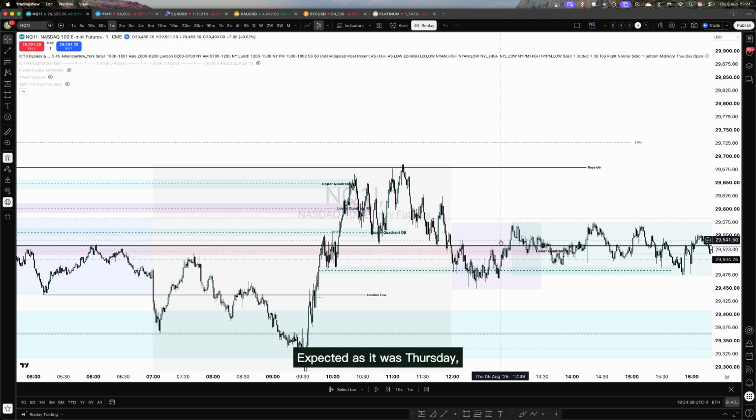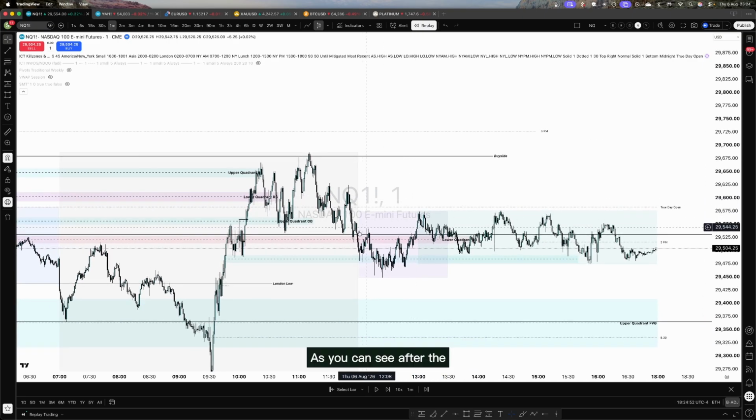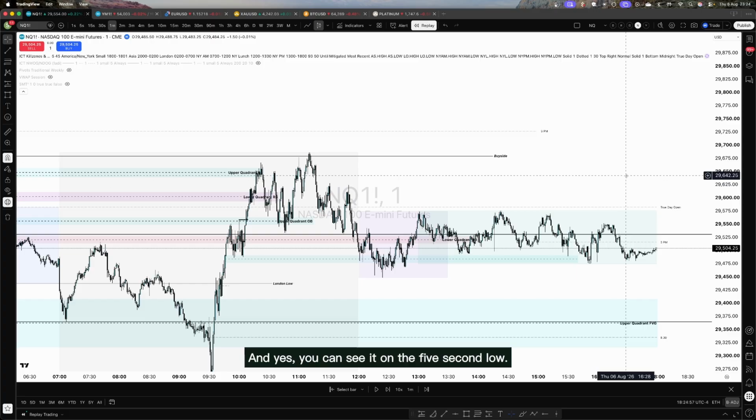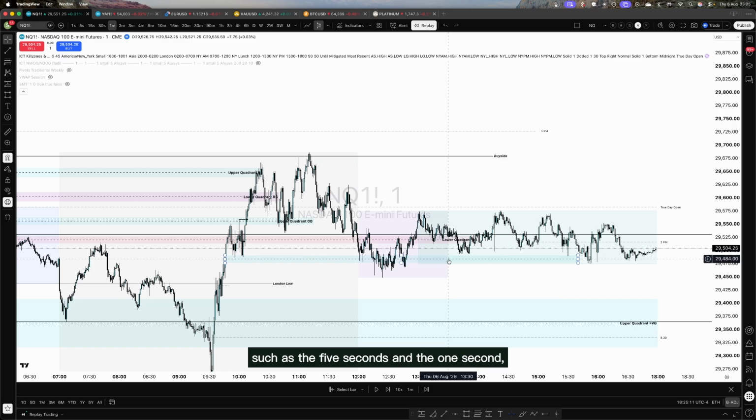Expected as it was Thursday, the market is going to start slowing down at certain times once the target has been met. The target for buy side had been met for the day. The market did not need to do anything else. As you can see, after, the market was purely accumulating. And yes, you can say on the 5 second and 1 second it is probably algorithmic trades, using certain levels. But if you want to keep it to the highest probability setup, and if you don't know how to trade the lower time frames, such as the 5 seconds and the 1 second, it's best to turn off the screen, especially after this buy side was taken.